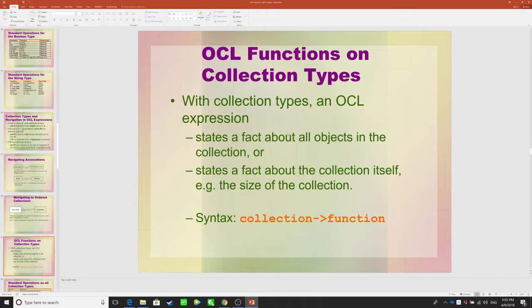Yeah, and functions. With collection types and also expressions, what are the functions? It's an expression that states a fact about all objects in the collection, or states a fact about the collection itself, like the size of the collection. The syntax is here: collection, and with this notation, the function.